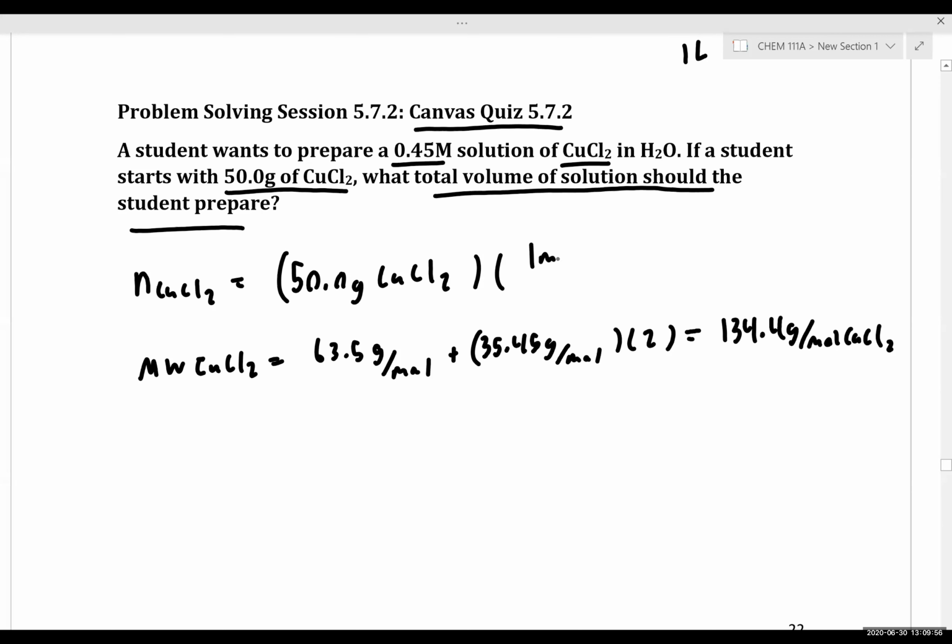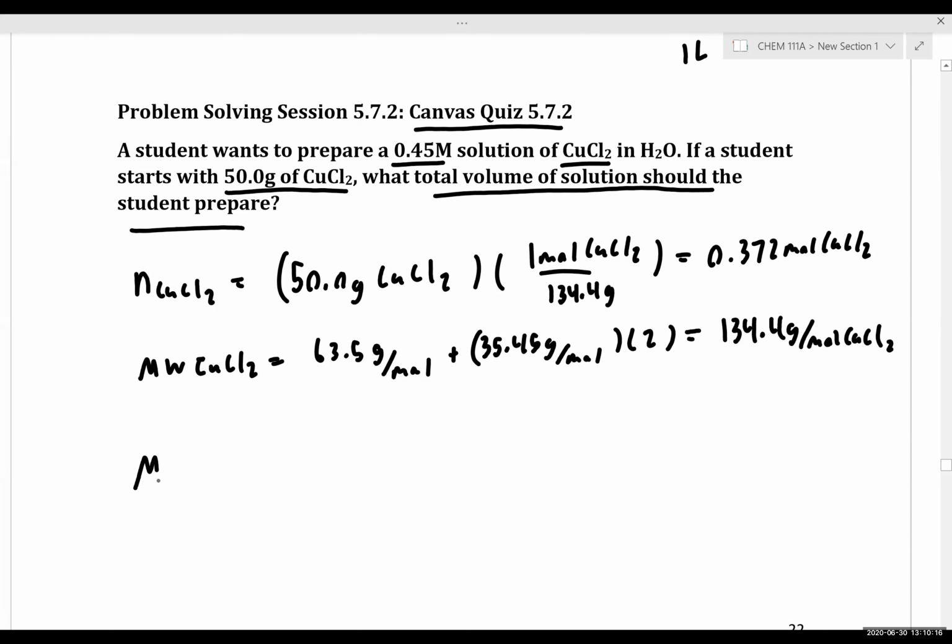Okay, so we have 1 mole of copper chloride for every 134.4 grams. And that in turn gives us 0.372 moles of copper chloride.